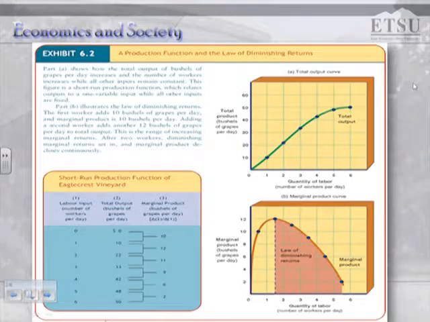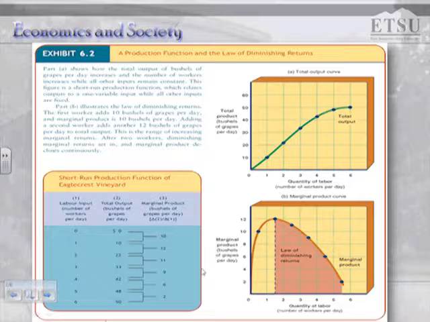Here we have a production function that shows the relationship between the amount of labor employed at a vineyard in this case. Let's watch the table there in the left panel, where it says if we employ 0 workers, then we have $0 worth of output. That's pretty straightforward. If we have no people working, we have no output. This is measured in dollars worth of grapes per day.